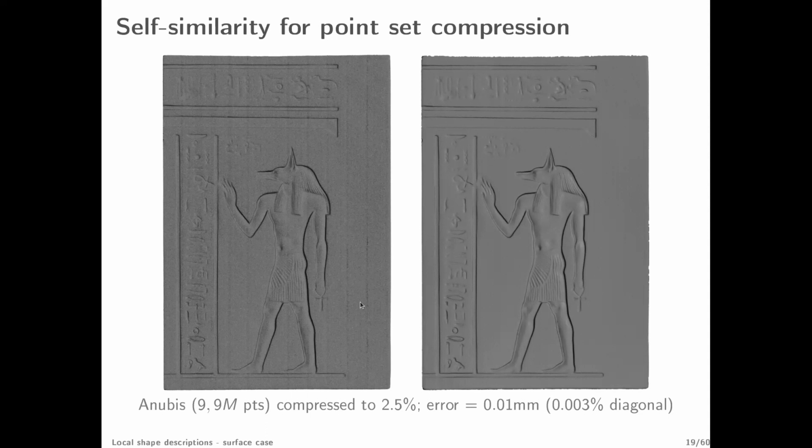For example, here you have a scan of 10 million points, and you compress it to 2.5% of its initial size. And the error is actually less than 0.01 millimeter for an object which is around 30 centimeters wide, so the error we're committing is actually quite small. And furthermore, what you can see is that what is actually being removed from the data is noise.